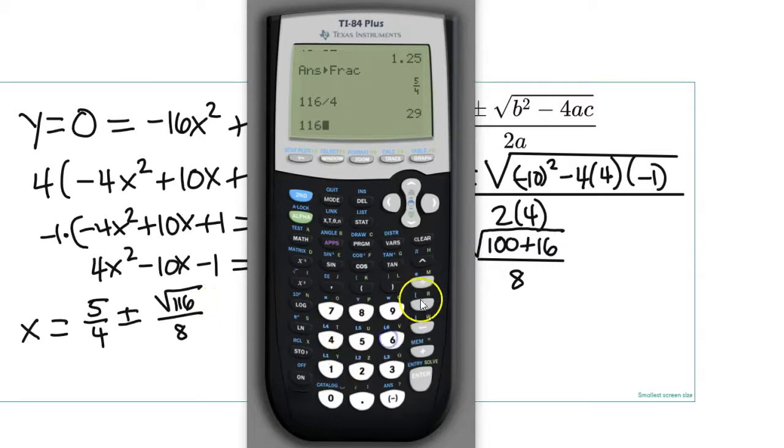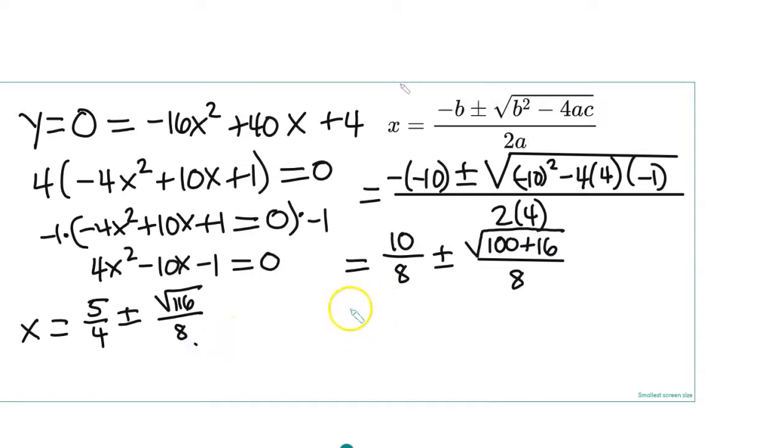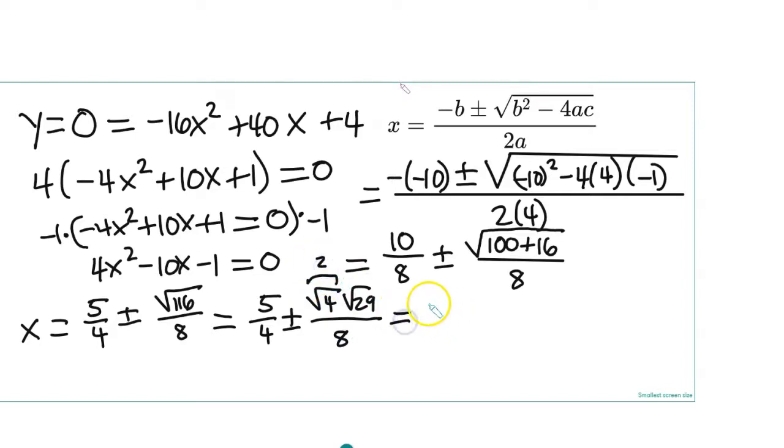I think 116 divided by 16, which is a perfect square, is 7.25. Yeah, it's not going to work. So this would be 5 over 4 plus and minus the square root of 4 times the square root of 29, because 29 times 4 is 116, over 8. Now the square root of 4, we know this to be 2, so we can get this as 5 over 4 plus and minus, and then 2 over 8 simplifies to 1 over 4, square root of 29 over 4.